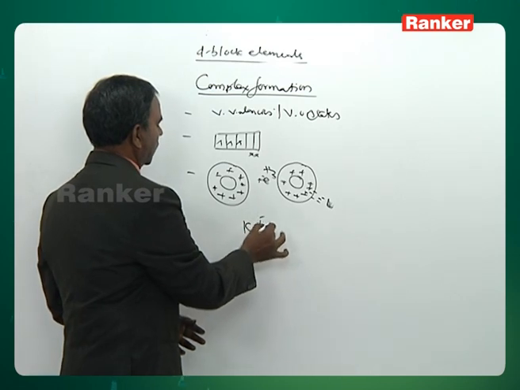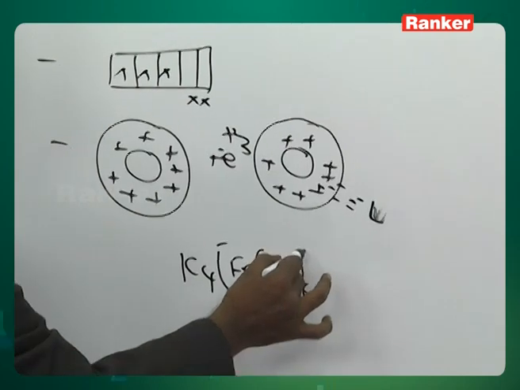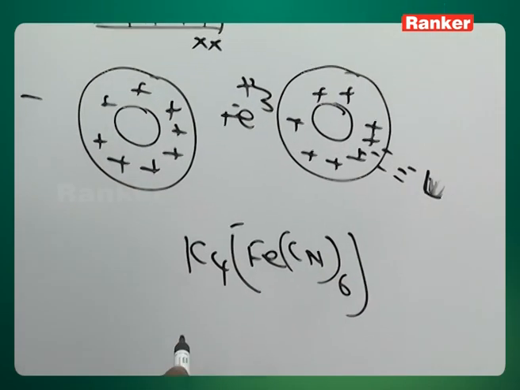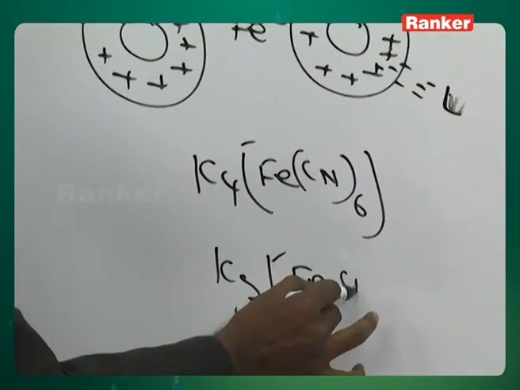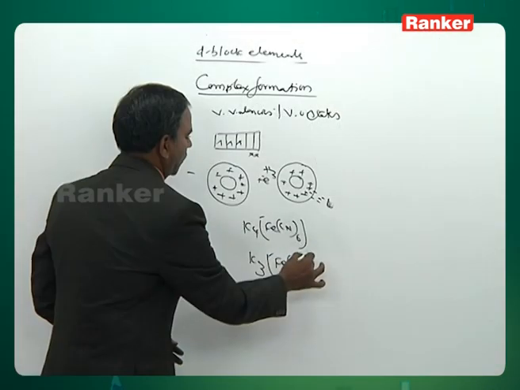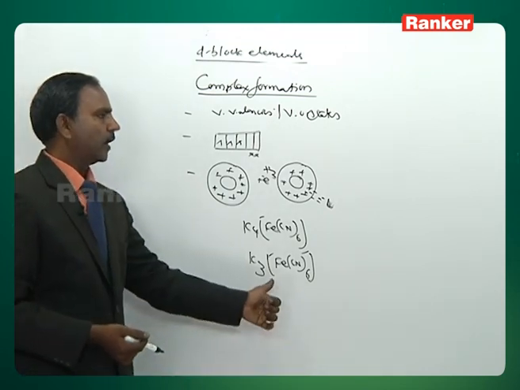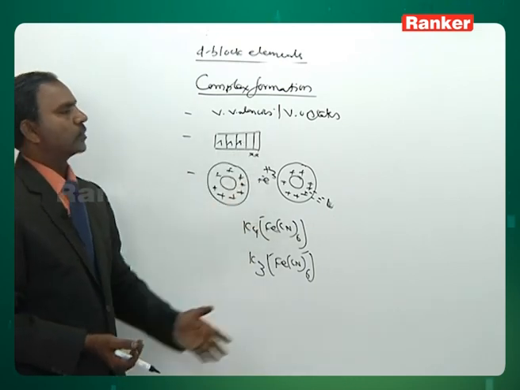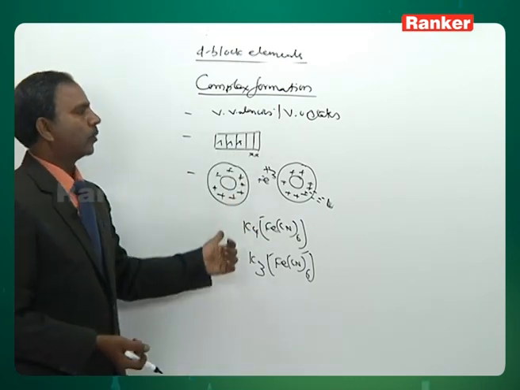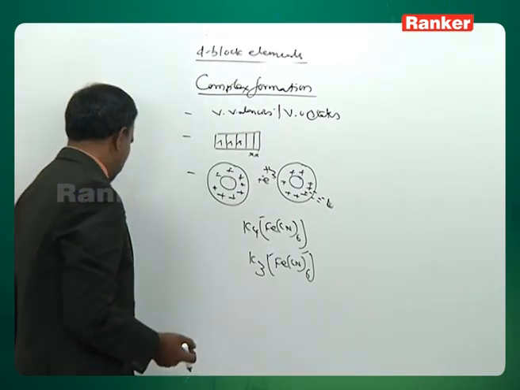Which of the following is colored? Consider A, CuCl, B, Cu2Cl2, C, CdCl2, D, CuCl2. This is the question that appeared. Then you have to say, according to our generalization, wherever no unpaired electron, d0 configuration or d10 configuration is there, that particular compound is found to be colorless.